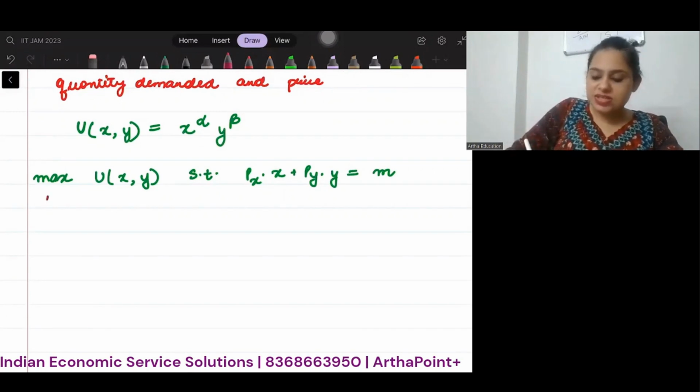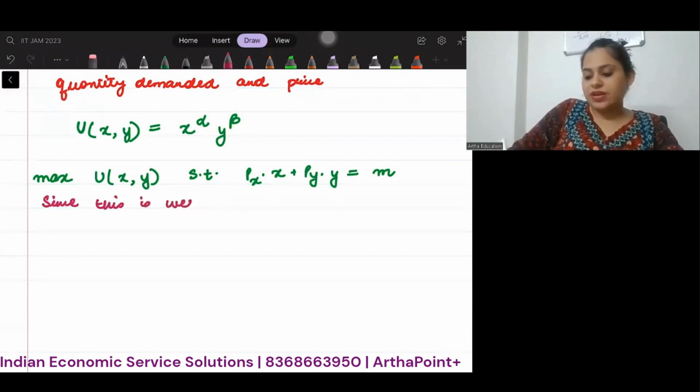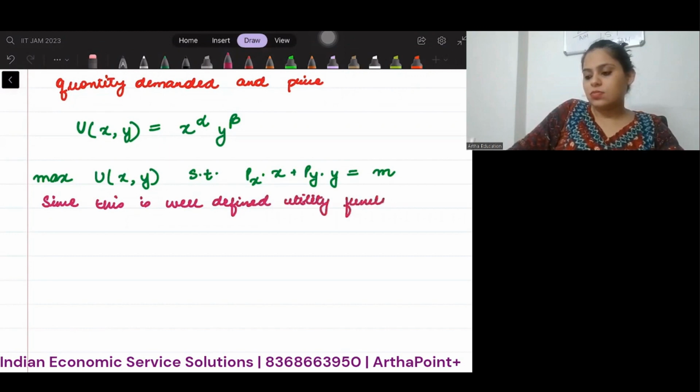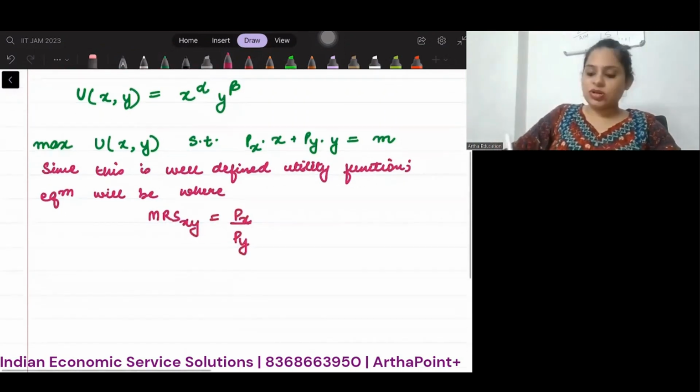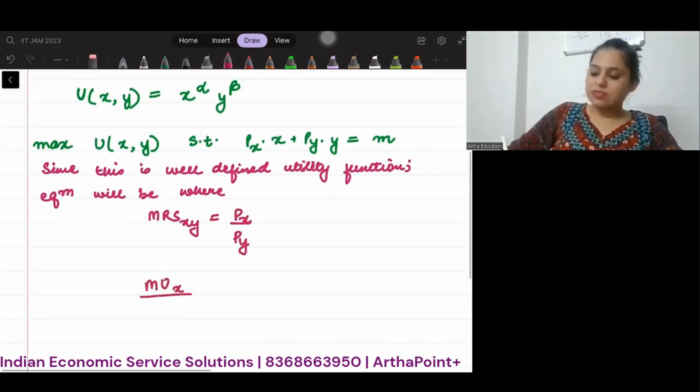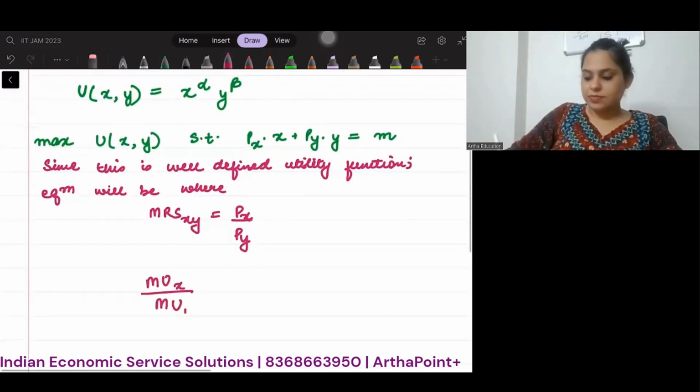So you can simply say that since this is a well-defined utility function, equilibrium will be where MRS is equal to Px by Py. What is your MRS? MRS is MUX by MUY is equal to Px by Py.